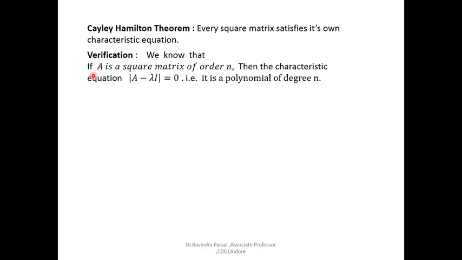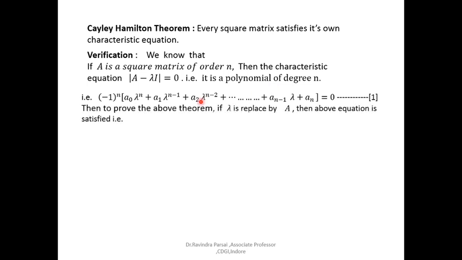So we know that if A is a square matrix of order n, then the characteristic equation of the matrix is determinant of A minus lambda I equal to 0. That is, it is a polynomial of degree n. We write it in general form as follows: (-1)^n [lambda^n + a1 lambda^(n-1) + a2 lambda^(n-2) + ... + an] = 0.